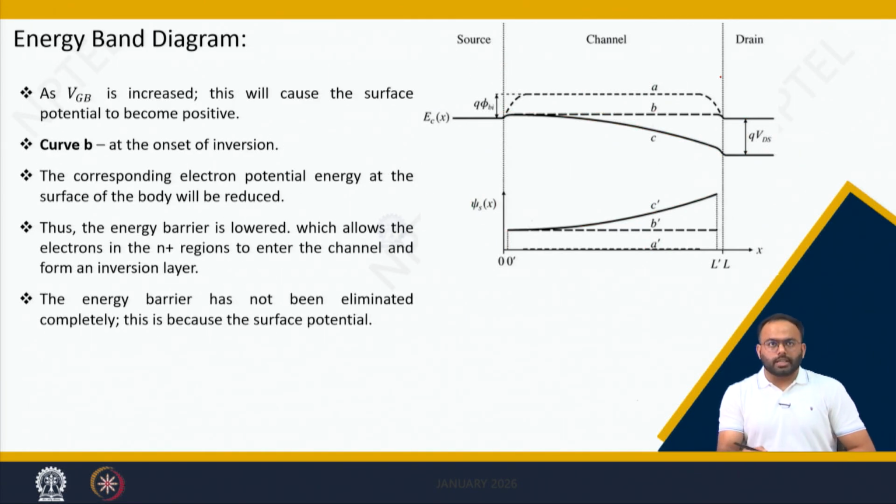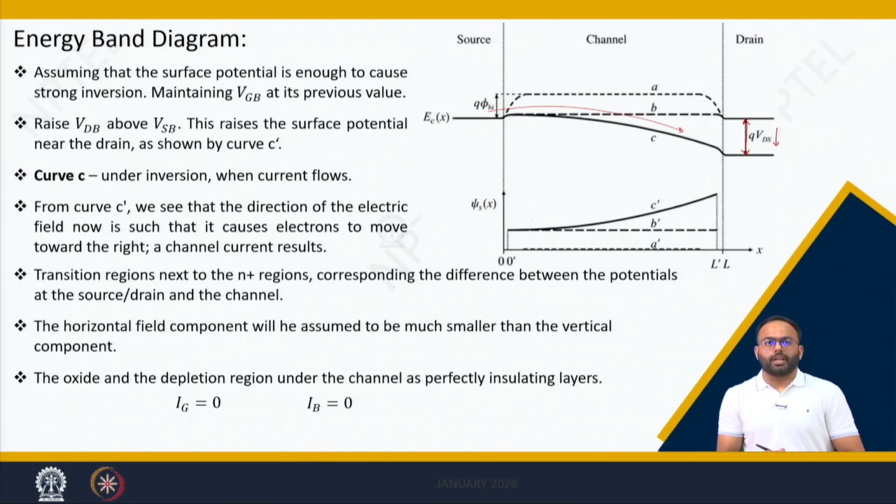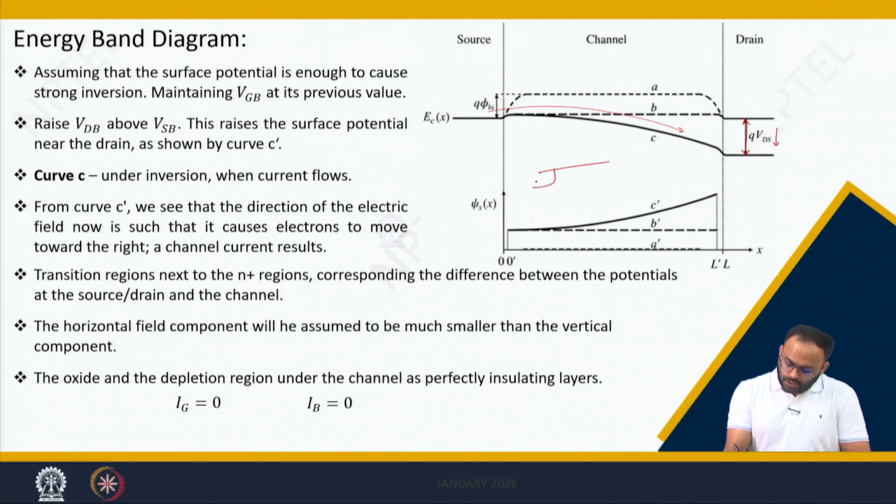We can analyze, as we have already discussed, that curve B shows the onset of inversion, where you applied this VGB. Ultimately, there is a barrier lowering and the carriers go from source to channel. And the moment you increase VDS, it can be represented by curve C. The barrier reduces by an amount of qVDS, and hence there will be a flow from source to drain, which gives rise to a current.